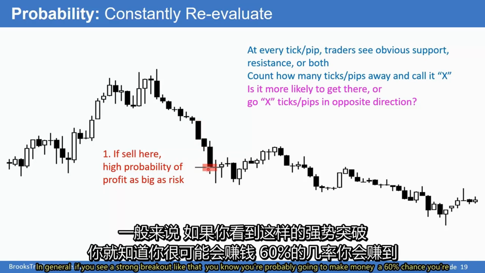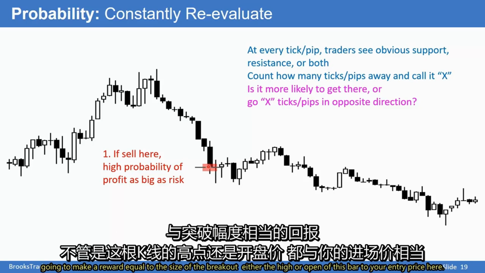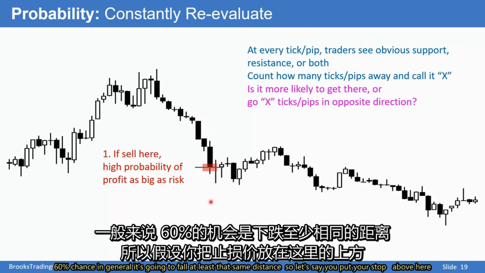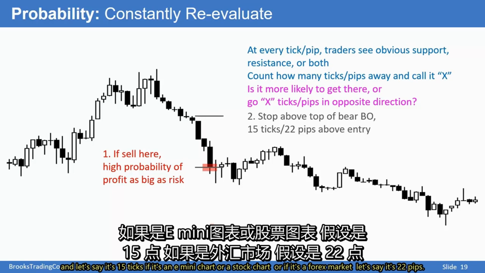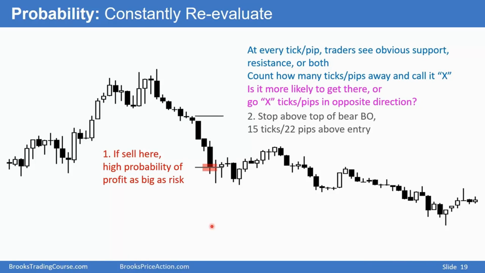In general, if you see a strong breakout like that, you know you're probably going to make money. A 60% chance you're going to make a reward equal to the size of the breakout. Either the high or open of this bar to your entry price here, 60% chance in general it's going to fall at least that same distance. So let's say you put your stop right above here. And let's say it's 15 ticks if it's an E-mini chart or a stock chart. Or if it's a Forex market, let's say it's 22 pips.